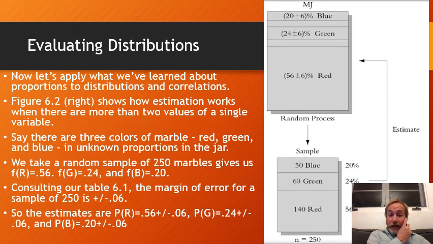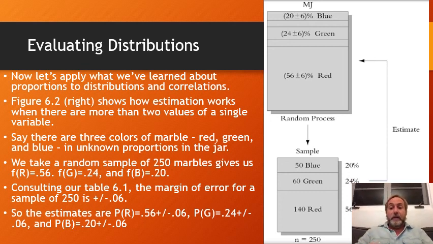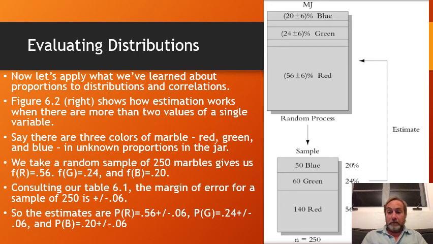Okay, now we can apply what we've learned talking about evaluating distributions. Here's figure 6.2. It shows how this works when there's more than one variable, when we're dealing not just with a proportion of the population, but a distribution, where you've got more than two values of a variable. So we're no longer just red and non-red. What if we are talking about a jar of marbles and we're interested in more colors? We're interested in whether it's blue or green or red. How does estimation work in that situation?